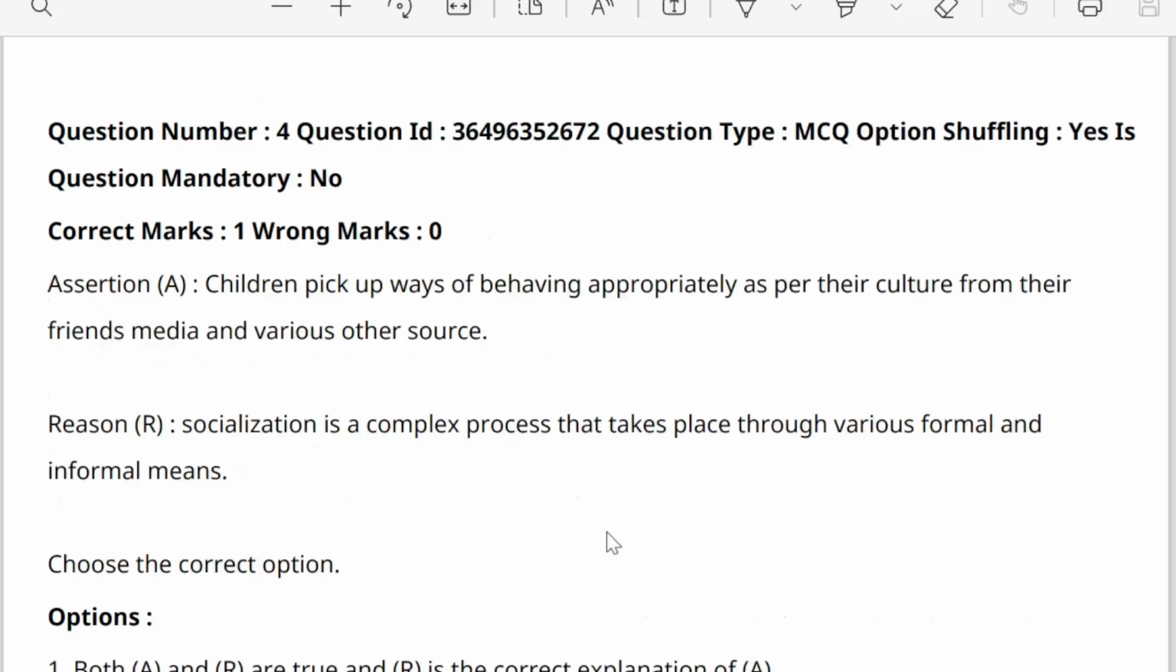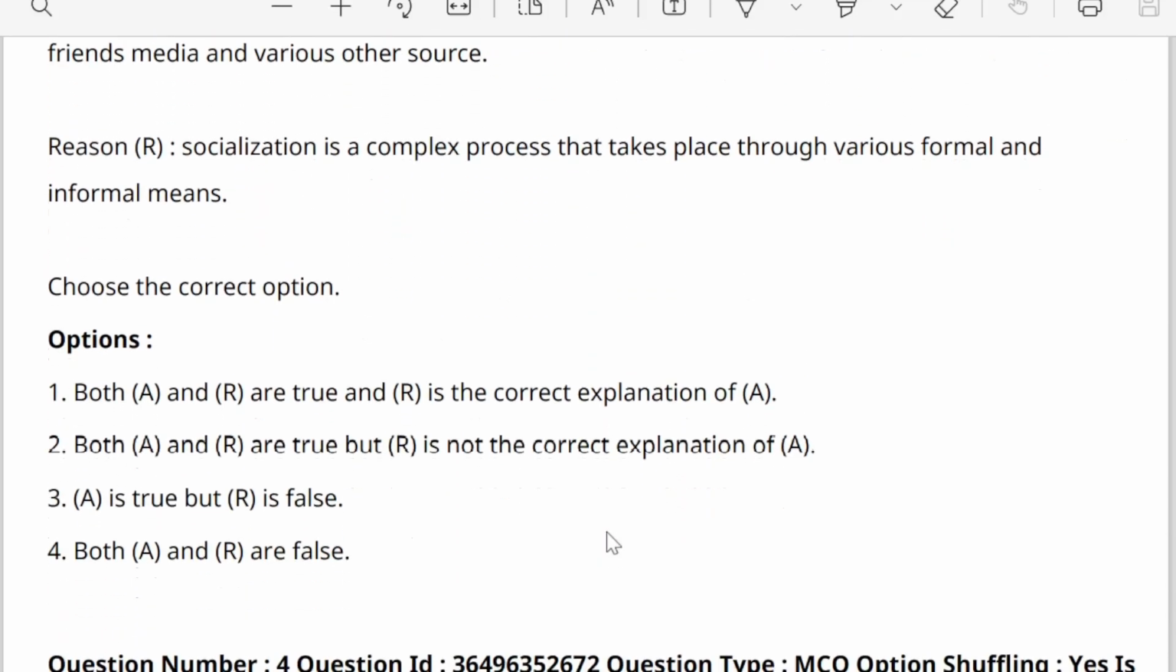Question number 4. Another assertion and reason. Assertion. Children pick up ways of behaving appropriately as per their culture from their friends, media, and various other sources. Reason. Socialization is a complex process that takes place through various formal and informal means. Choose the correct option. Both A and R are true and R is the correct explanation of A. Both A and R are true but R is not the correct explanation of A. A is true but R is false and both A and R are false.